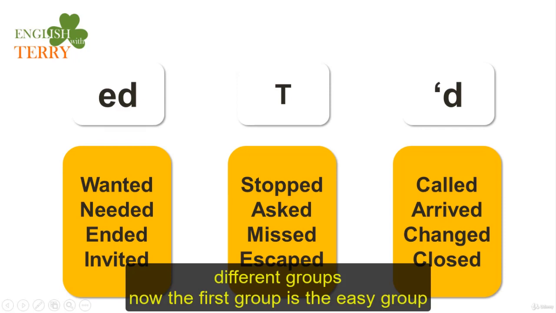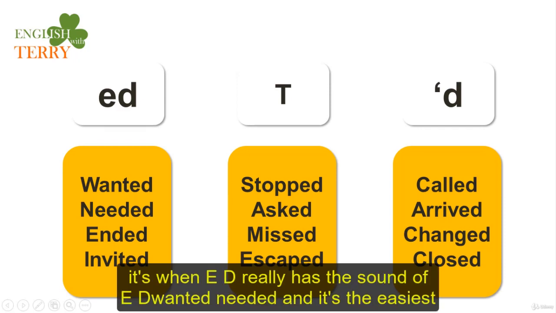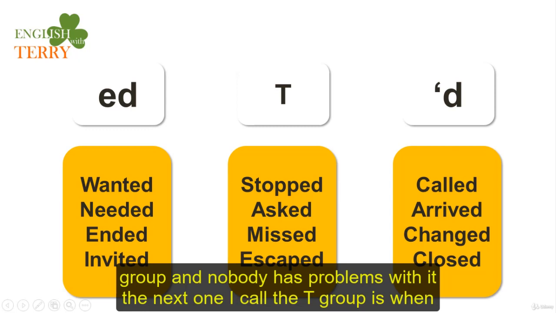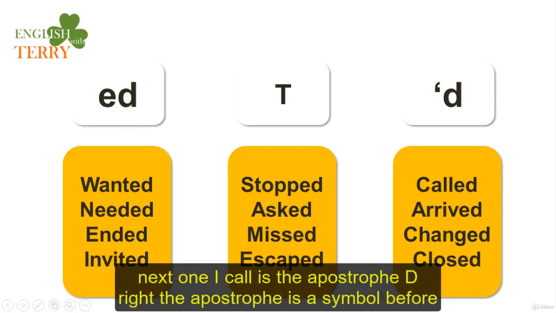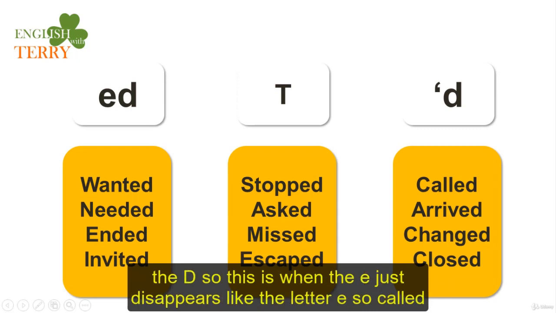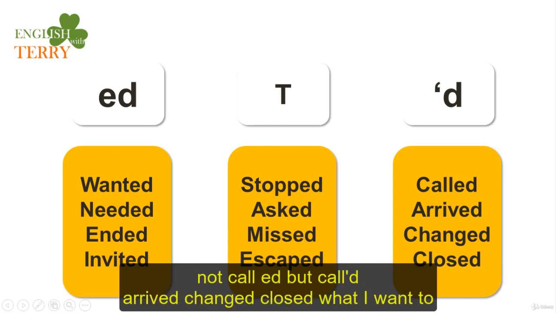Now, the first group is the easy group. It's when ed really has the sound of ed: wanted, needed, ended. It's the easiest group and nobody has problems with it. The next one I call the T group, when the ed has the sound of a T. For example, stopped, asked, missed, escaped. The next one I call the apostrophe D, right? The apostrophe is a symbol before the D. So this is when the E just disappears, like the letter E. So called, not called, but called, arrived, changed, closed.